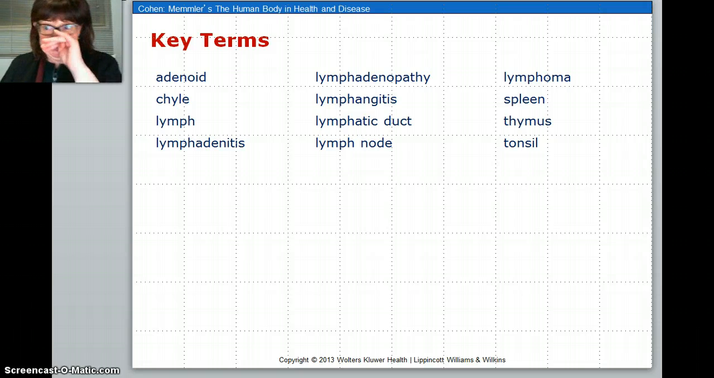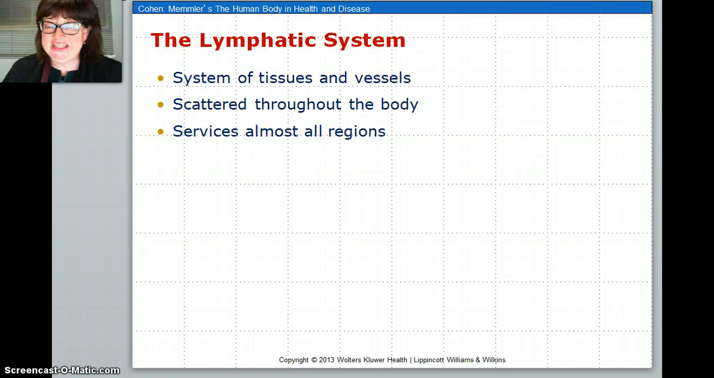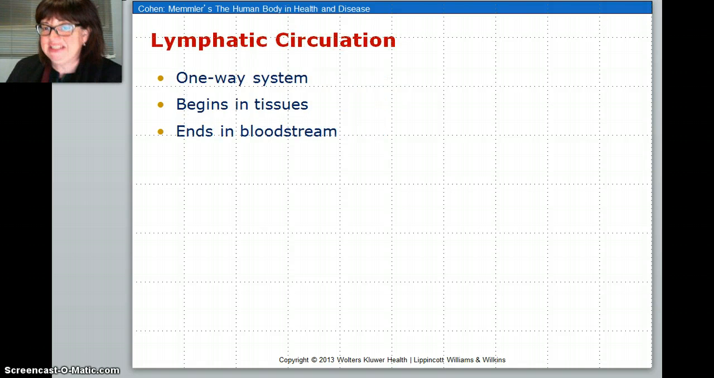Okay, notice that most of the lymphoid words have the word lymph in it: lymph node, lymphatic duct, lymphoedema, lymphopathology. Good words. The lymph system is a system that runs kind of parallel to the circulatory system. It's a system of vessels and tissues, and it's scattered throughout the body, and it services most of the body. It is a one-way system. It begins in the tissues and it re-enters in the blood vessels.